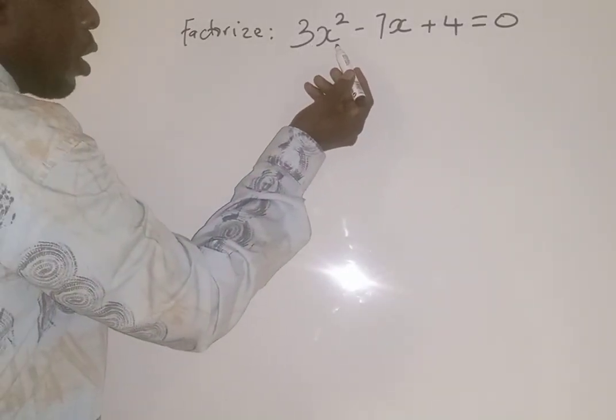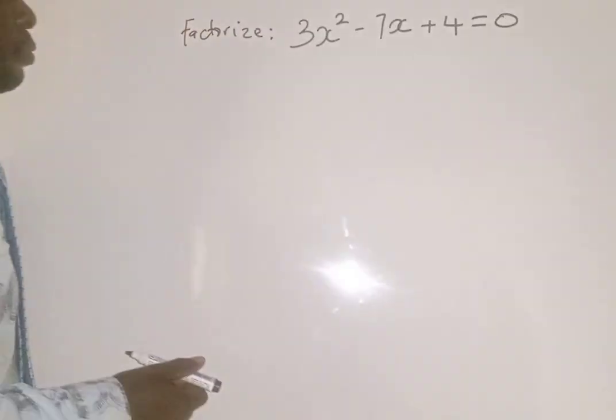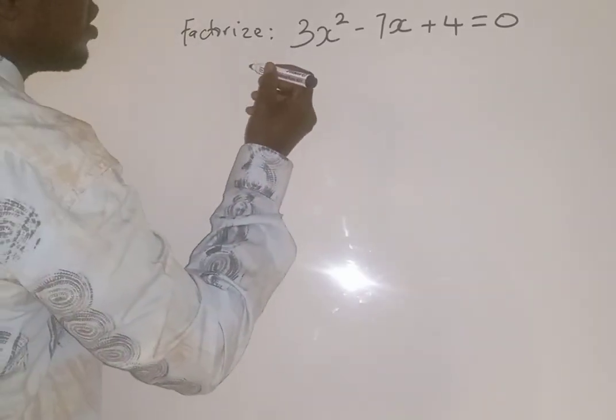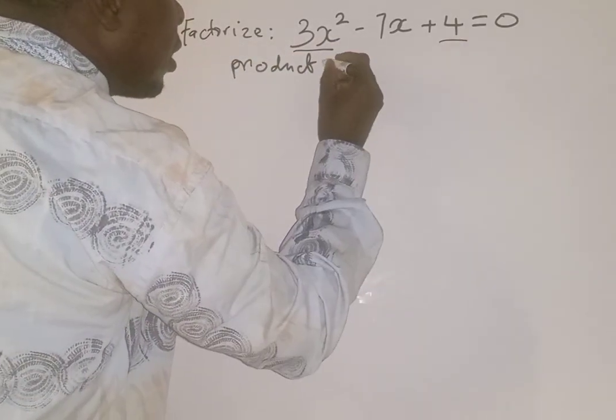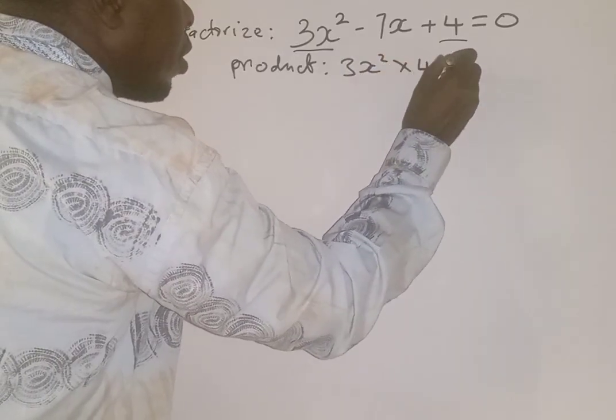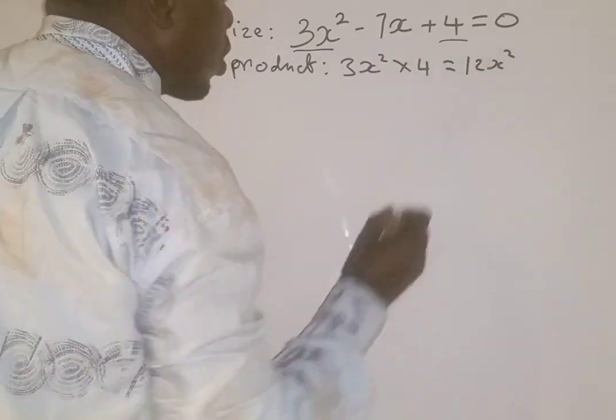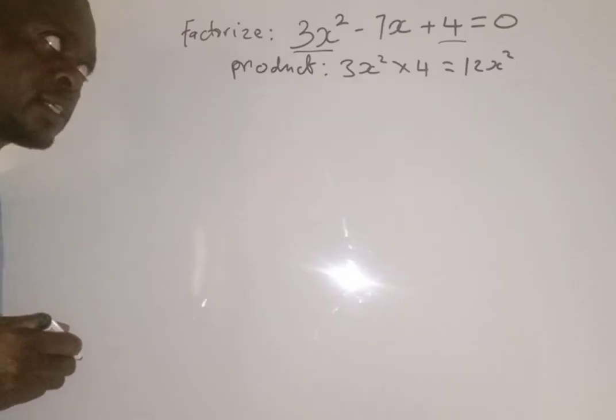Factorize 3x squared minus 7x plus 4 is equal to 0. Now, to factorize, the first step is to get the product between this number and this number. That is 3x squared multiplied by 4. We get 12x squared.